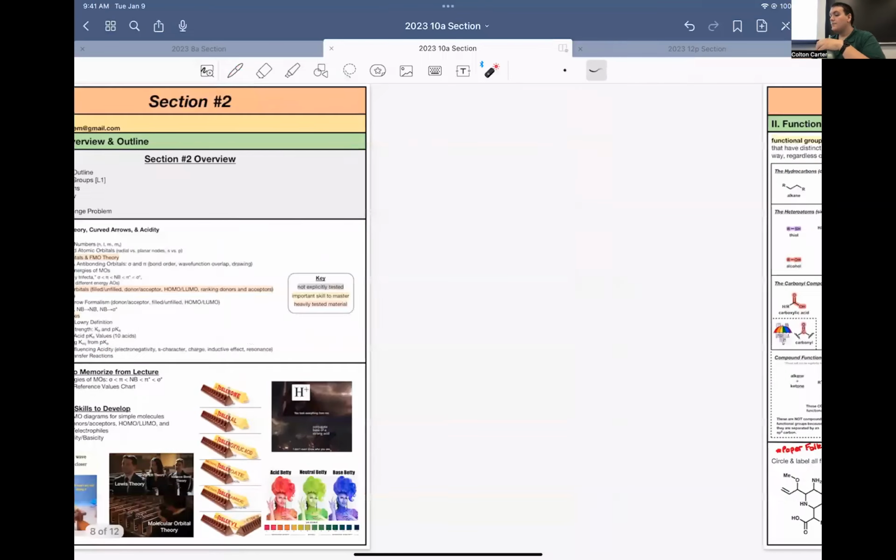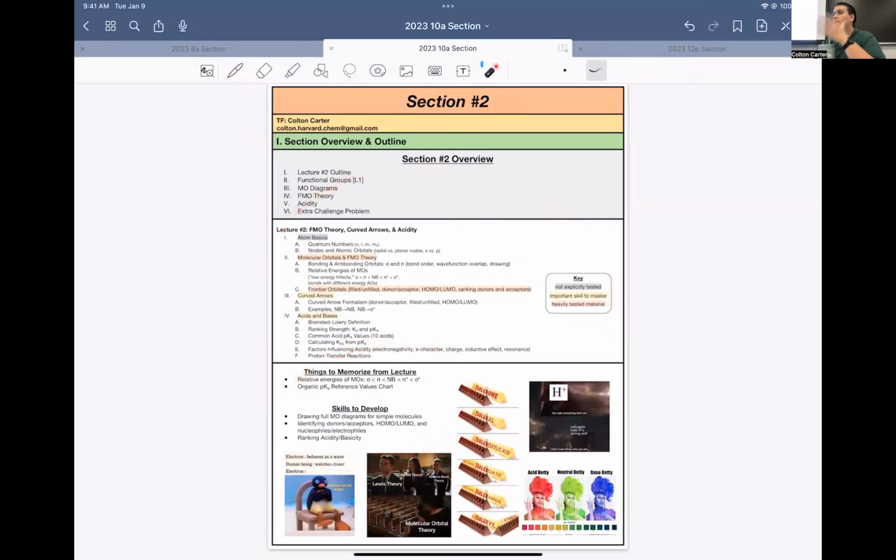Cool. So game plan for today, the big topics that we're going to work through are functional groups. Then we're going to go to MO theory, molecular orbital theory, and talk about those frontier molecular orbitals and reactions, which you're going to be using a lot going forward. Then we're going to do acidity, and then the last 15 minutes or so, we're going to do one of the extra challenge problems, which are kind of like exam level problems. Any logistical questions?